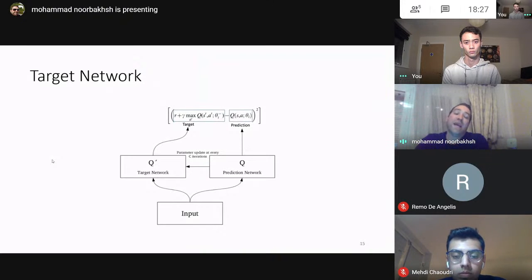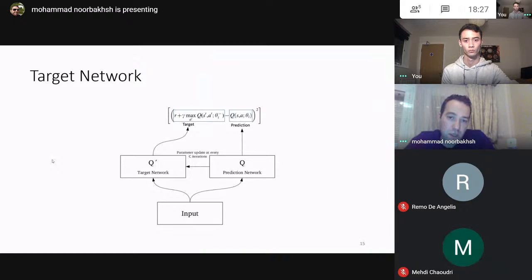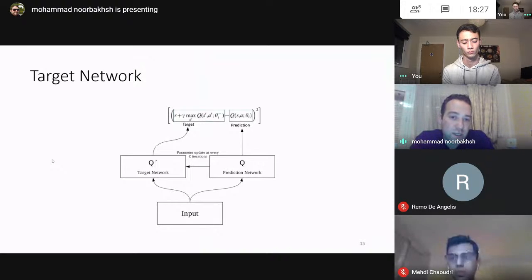where we actually have just one network, which is the prediction network. The target network is a copy of the prediction network. But in the prediction network, we train the model constantly, and the parameters are being updated constantly. But for the target network, the parameters are being updated every, for example, C iterations.